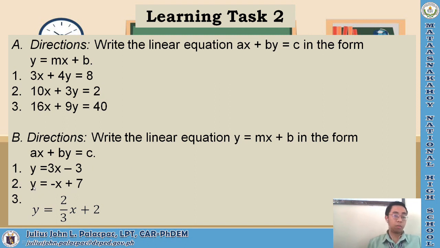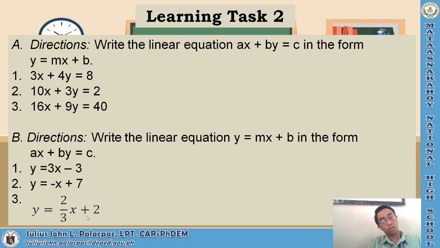So here we have y is equal to negative x plus 7. So we'll add both sides by positive x. So positive x plus y is equal to positive x minus x, which is 0, plus 7. So the final answer here is x plus y is equal to 7.